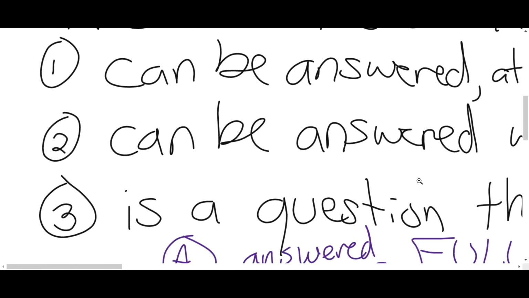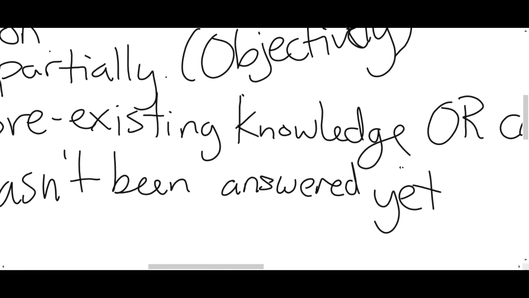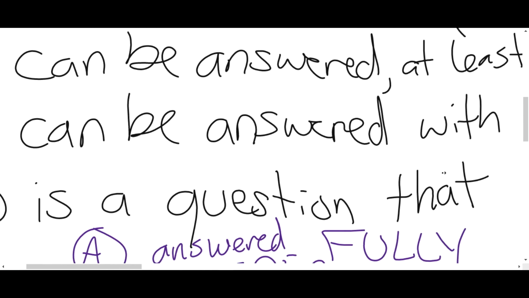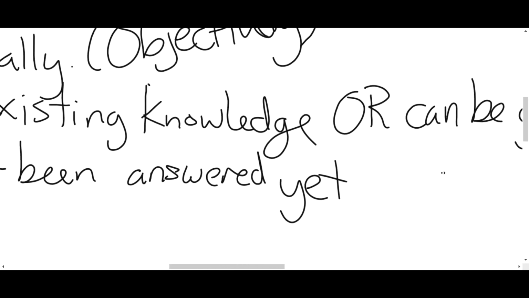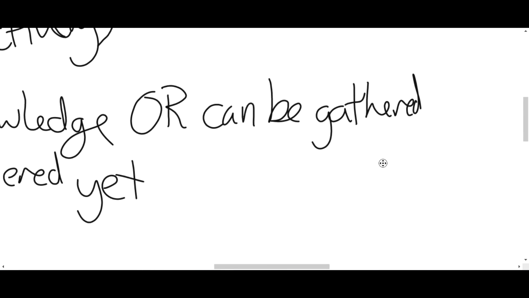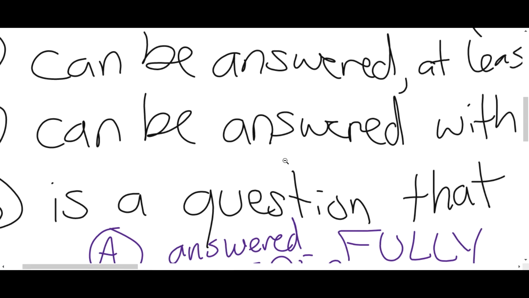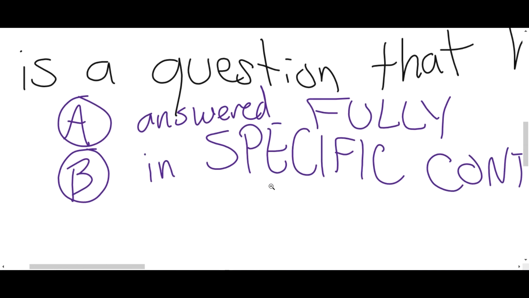A good research question can be answered at least partially objectively. A good research question can be answered with pre-existing knowledge or can be gathered in a fairly realistic way. And the last piece: the research question is a question that hasn't been answered yet, at least not fully or in a specific context.